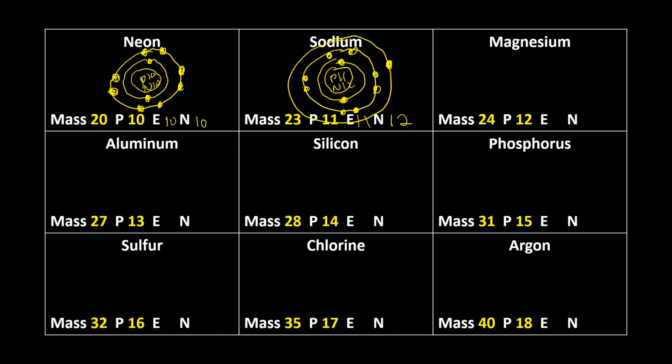If I look at magnesium, I have 12 electrons and 12 neutrons because 24 minus 12 is 12. So I end up with P12 and 12. First energy level holds 2. Second energy level will hold 8. But I need 2 more, so I add my third energy level and I put 2 on that third energy level.